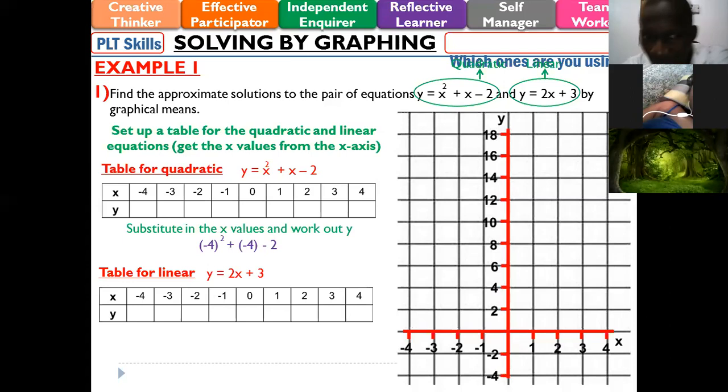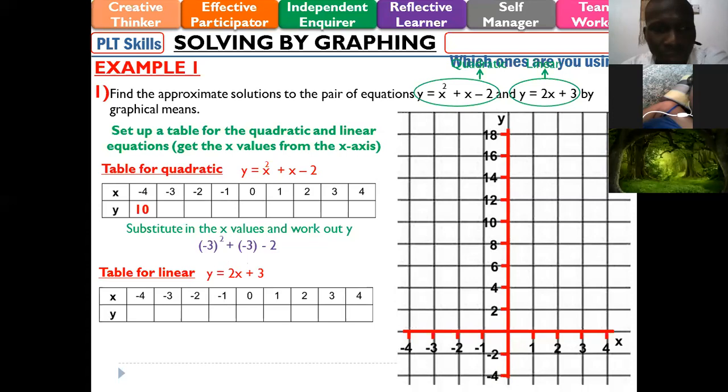Take x to be -4, substitute into the quadratic equation, and you get the corresponding value for y. So I will have -4 squared, that gives 16, then -4 minus 2. When you have it this way, the corresponding value will now be 10. That is, when x is -4, y is 10.